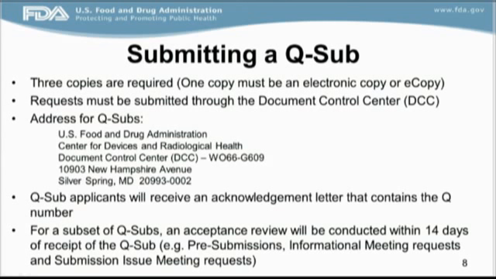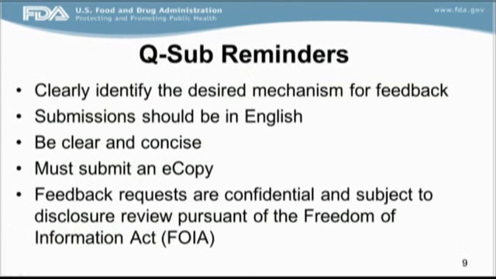For a subset of Q subs, including pre-submissions, informational meeting requests, and submission issue meeting requests, FDA will conduct an acceptance review within 14 calendar days of receipt of the Q sub. This is to ensure there is sufficient information for FDA to provide the requested feedback for these types of Q subs. If FDA determines that the information provided is insufficient, the request will be placed on Refuse to Accept, or RTA hold, and the sponsor should provide the additional information, which will be logged in as an amendment to the Q sub.